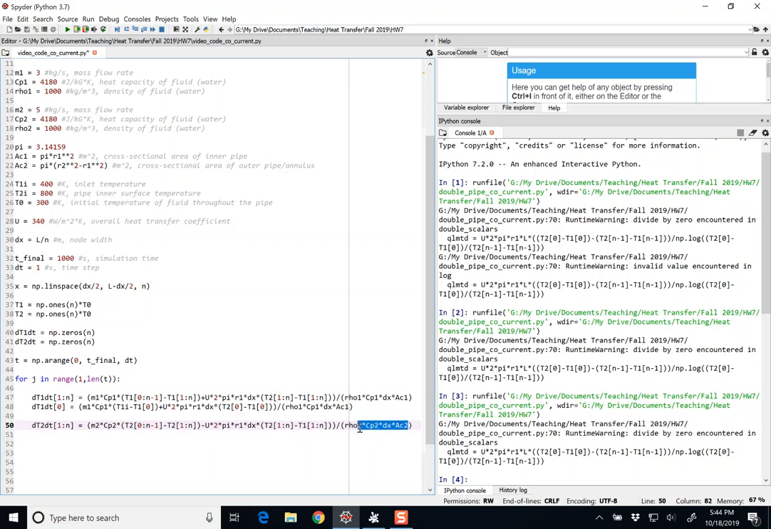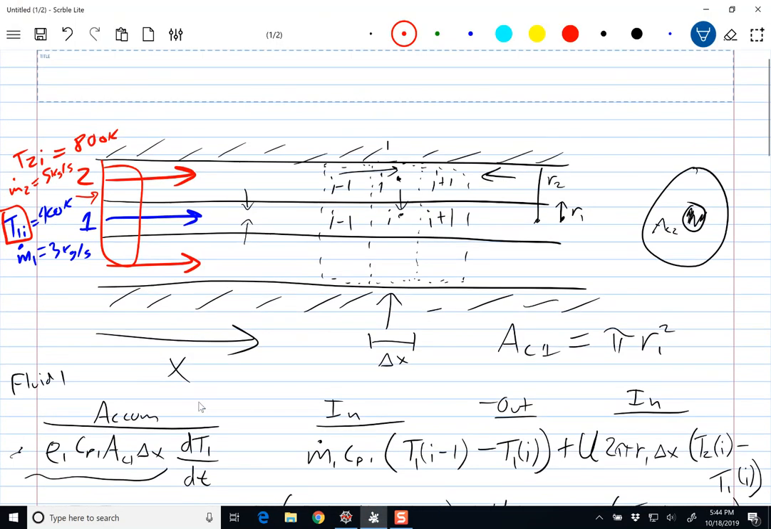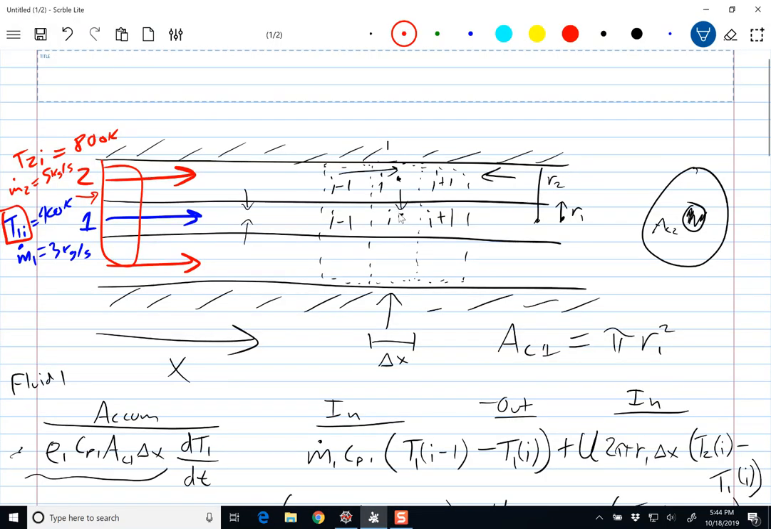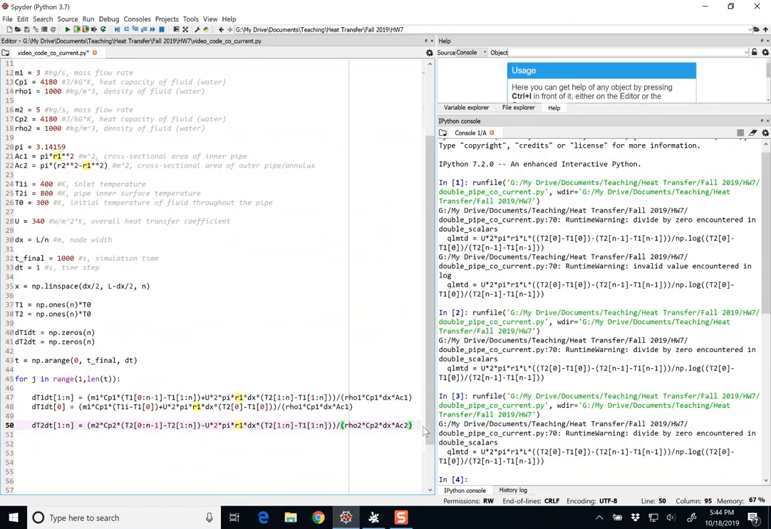If you remember, this term came from the accumulation term. For accumulation, we have to consider this annulus area because this is the volume of this annulus. You'll notice we're actually using R1 here because the energy is crossing that boundary from the radius of the inner tube.